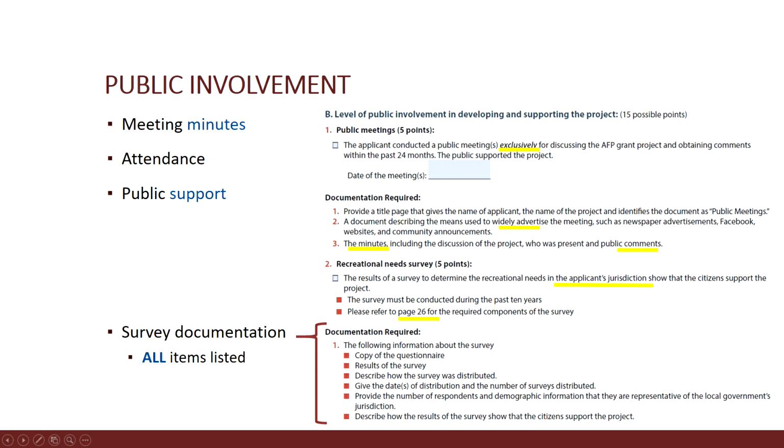Did you submit the minutes? We actually want minutes from the meeting that show that the project was discussed, who was present, and what the public comments were. Were they in support of it? So these are all things that are required. Also with the recreational needs survey, we'll talk about that again in a moment, but it's a survey of the applicant's jurisdiction. We want to show that citizens support the project and what they had asked for. This project conforms with the things that they asked for. And again, for the survey documentation, all items listed must be included or you will not get credit for that survey.